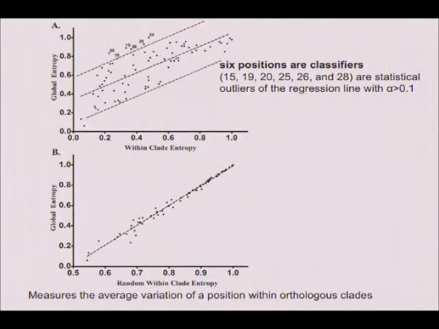So if you now graph this, and put global entropy or global conservation on one axis and the within-clade conservation on another axis, and you look at the correlation, it turns out that there are six outliers. They just don't fit along this line. These outliers mean that their within-clade entropy is falling off the line compared to their global entropy, which means that they could be classifying positions. These six positions tell you which clade you're in.